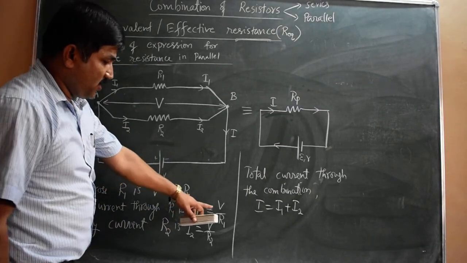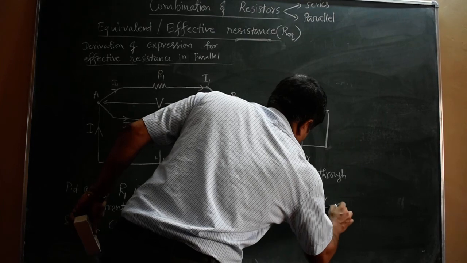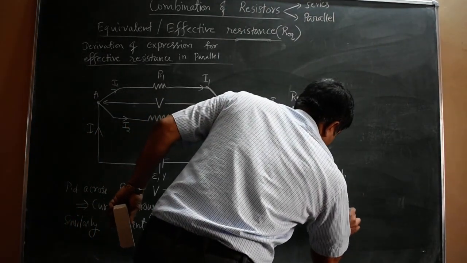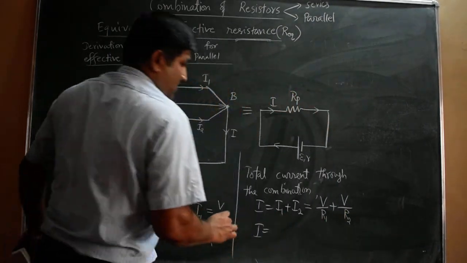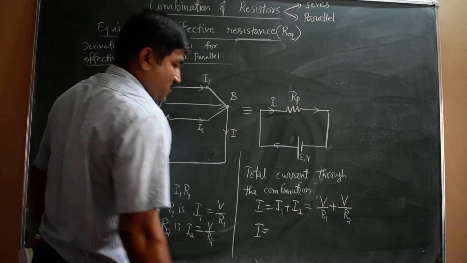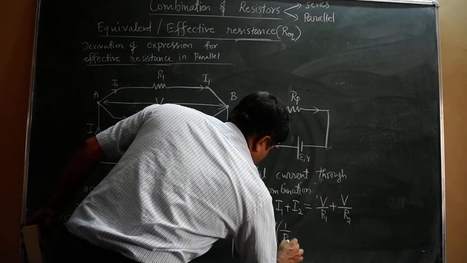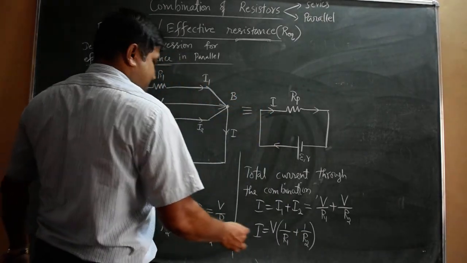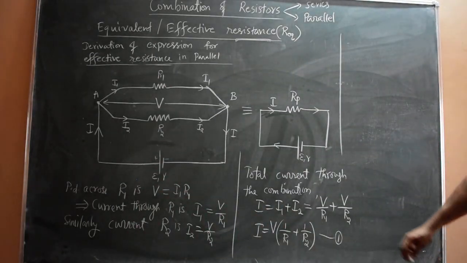So I1 we got the expression V by R1, plus current I2 is V by R2. So then I equal to, in this expression you can observe V is common. So V into 1 by R1 plus 1 by R2. Okay, so this is equation 1 I will take. Next, same Ohm's law we apply.